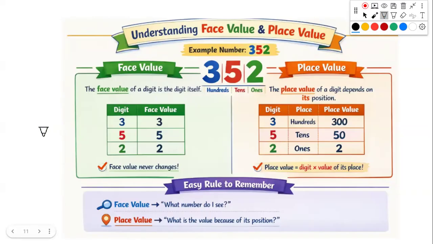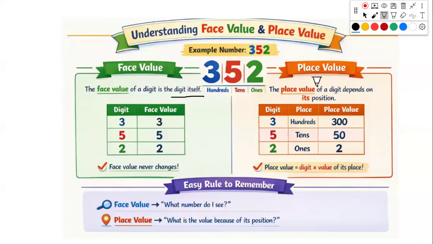Generally, we can't say whether they will ask it or not, but knowing it is always better, because in 5 seconds you can answer these types of questions. So what is face value? The face value of a digit is the digit itself. For example, in 352, the face value of 3 is 3 only, 5 is 5 only, 2 is 2.